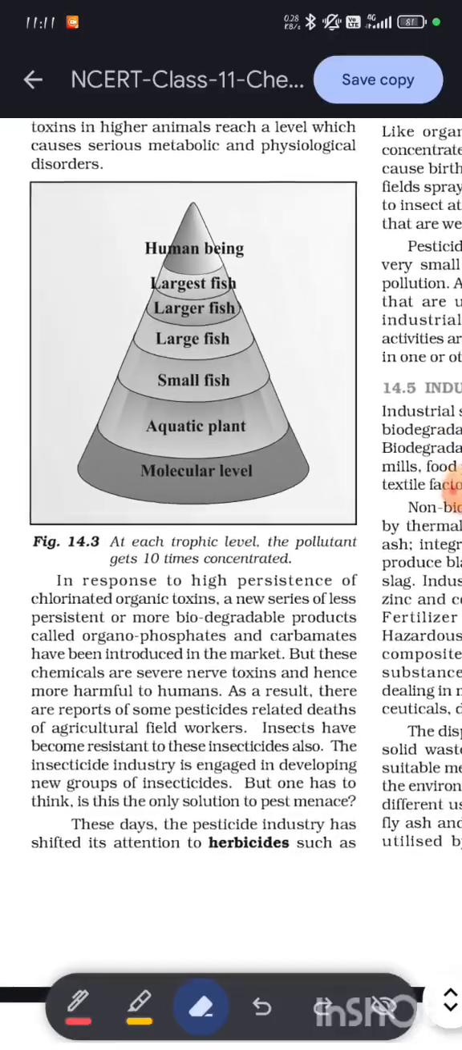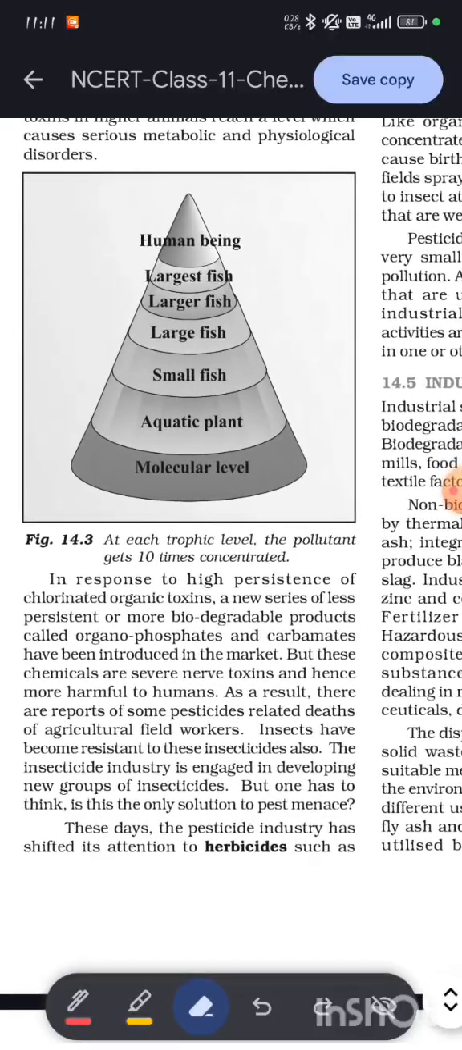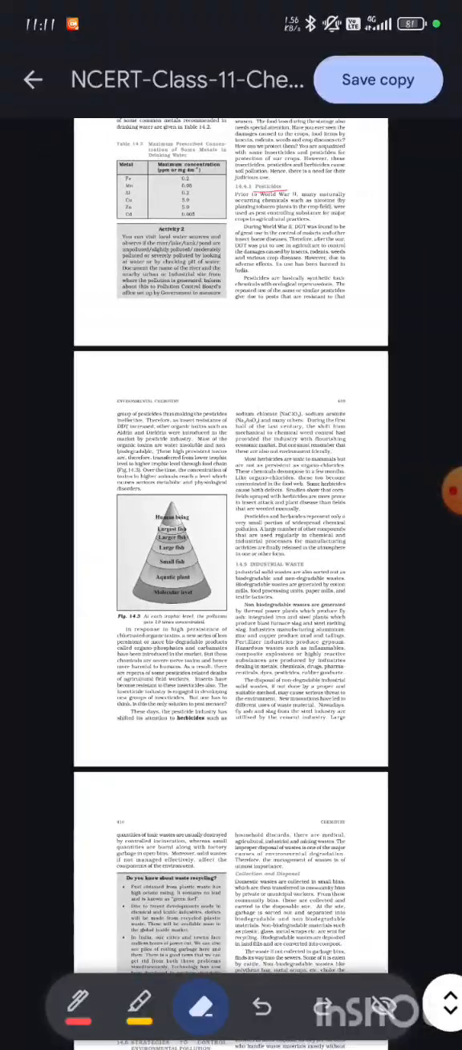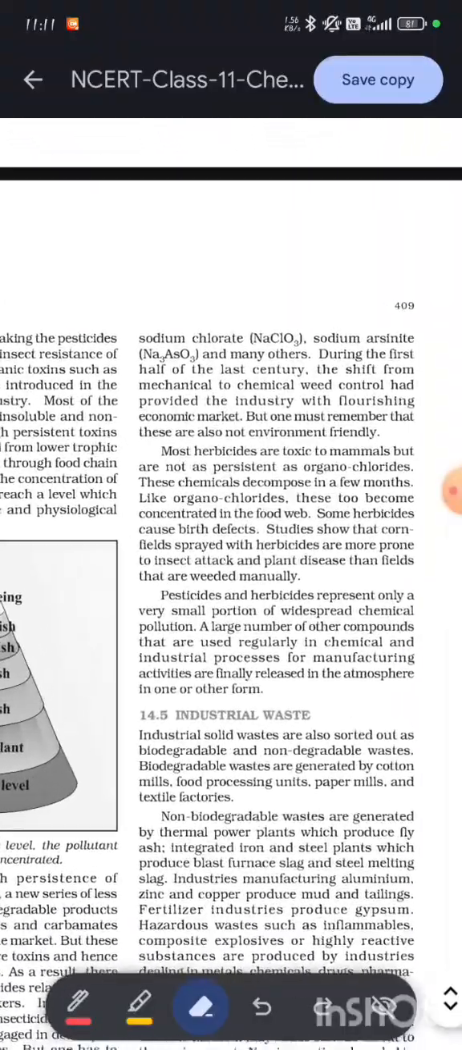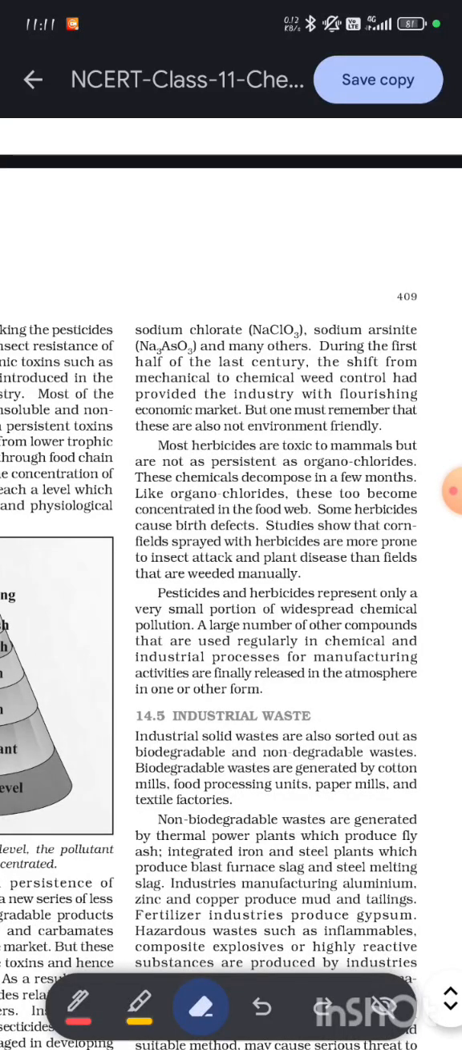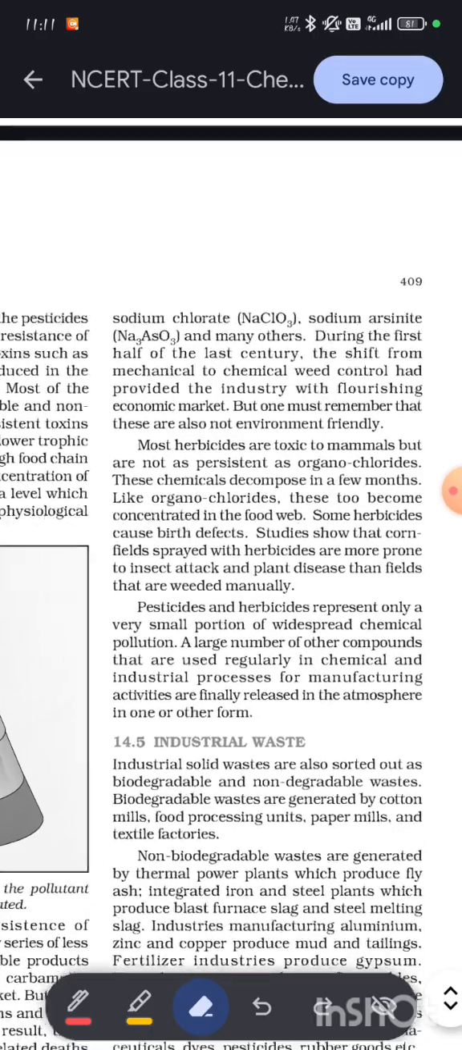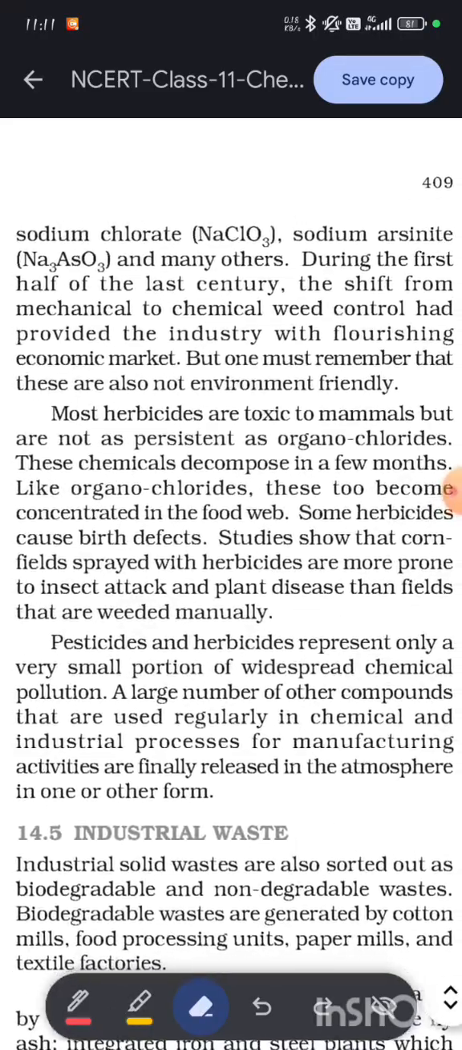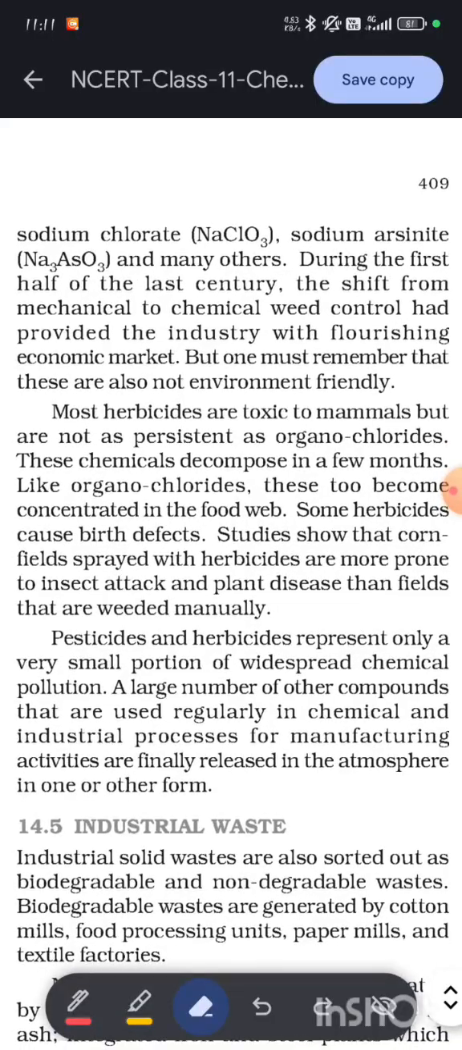These days the pesticide industry has shifted its attention to herbicides such as sodium chlorate, sodium arsenite, and many others. During the first half of the last century, the shift from mechanical to chemical weed control provided the industry with a flourishing economic market. But one must remember that these are also not environment friendly.